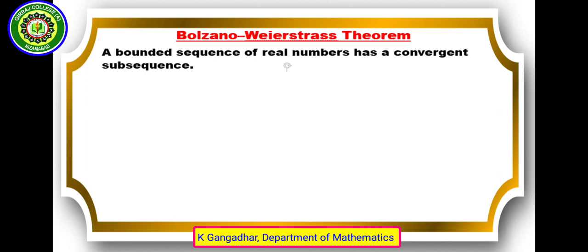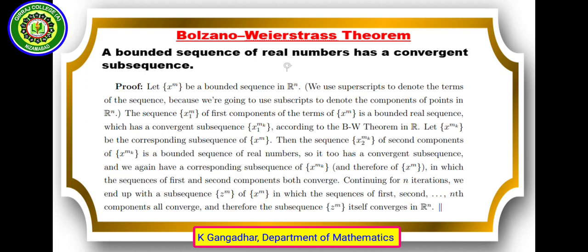Now, the Bolzano-Weierstrass theorem statement in sequences: a bounded sequence of real numbers has a convergent subsequence. So it is the statement of the Bolzano-Weierstrass theorem. Now we will see the proof of the theorem.